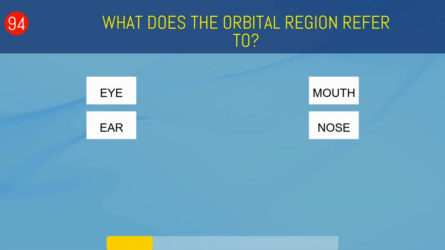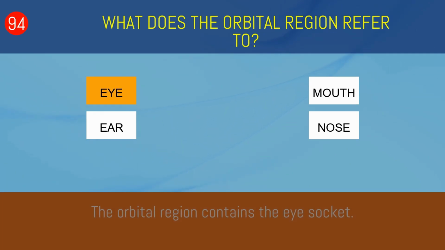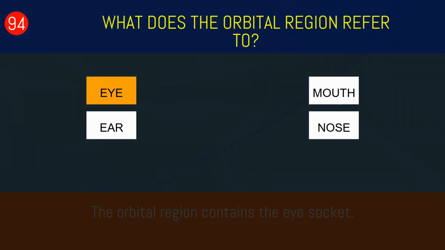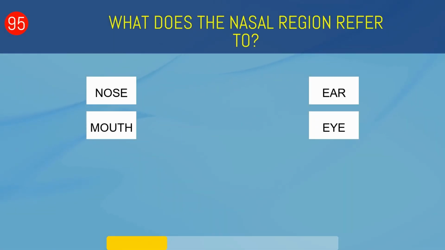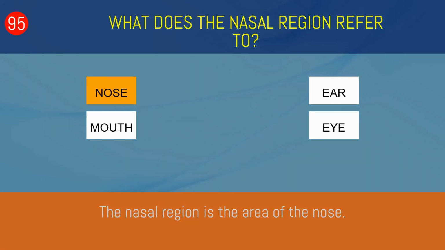What does the orbital region refer to? Eye, ear, mouth, or nose? Eye. The orbital region contains the eye socket. What does the nasal region refer to? Nose, mouth, ear, or eye? Nose. The nasal region is the area of the nose.